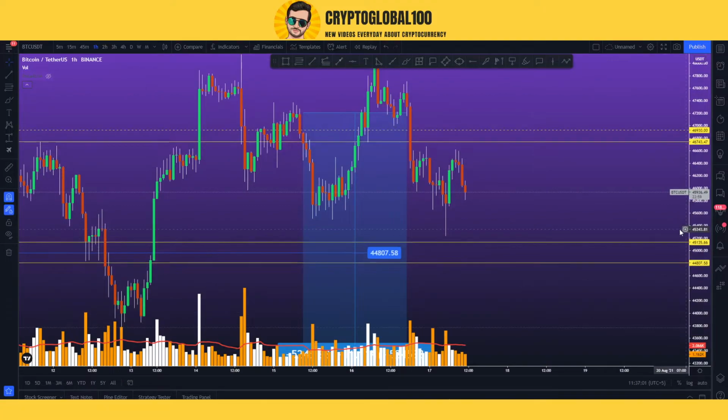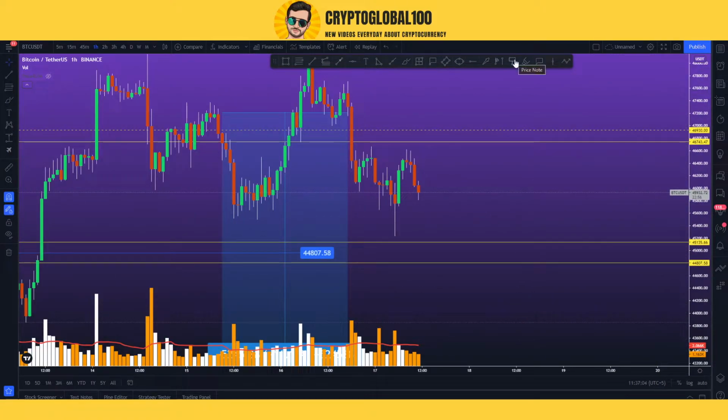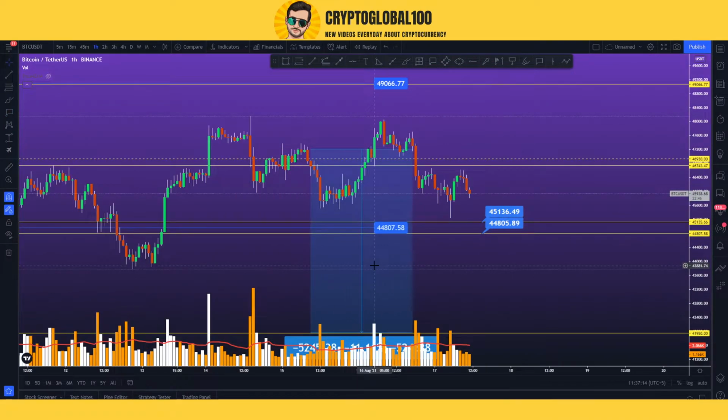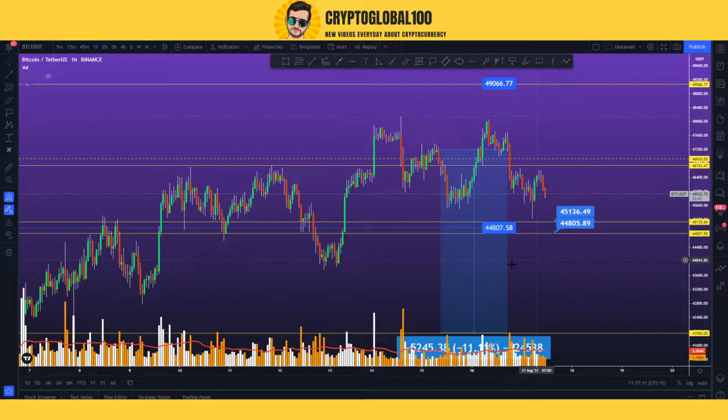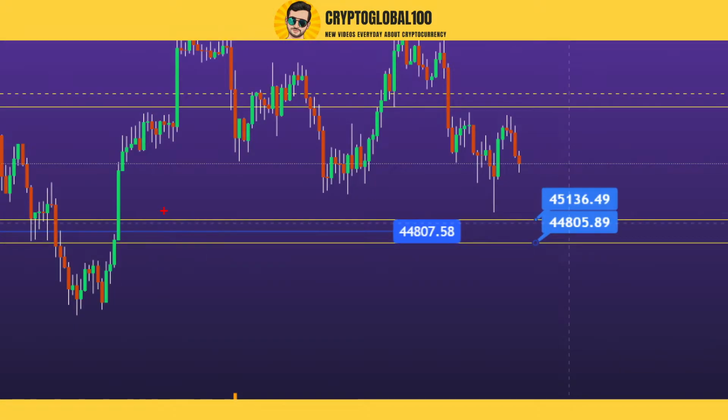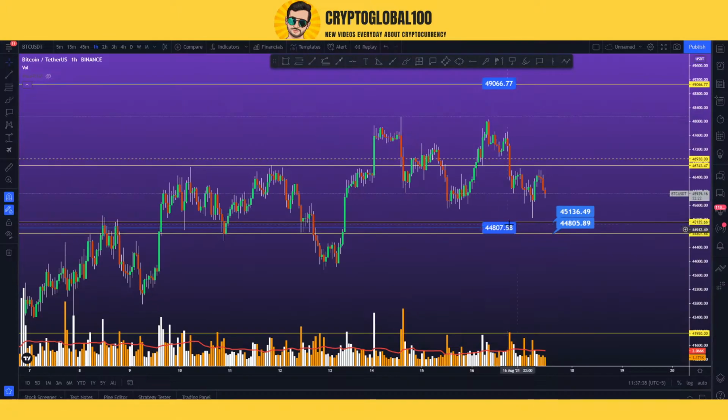For now I have taken this area of support, and let me show you this one, the area here 45,000. This level was drawn on a daily. This is a daily level which I drew a few days ago. So it is acting like a support level. Whenever the price is above the area of 45,136 to 44,805, this area is acting as a support level.